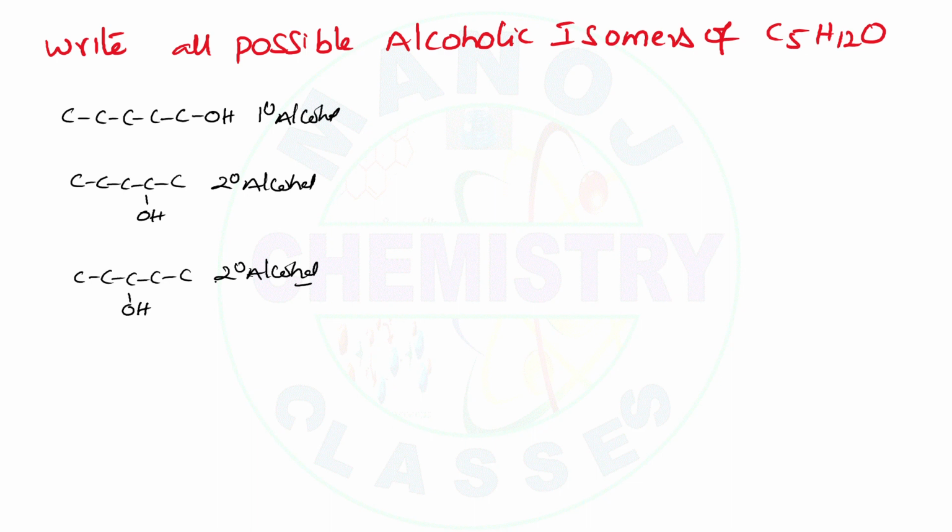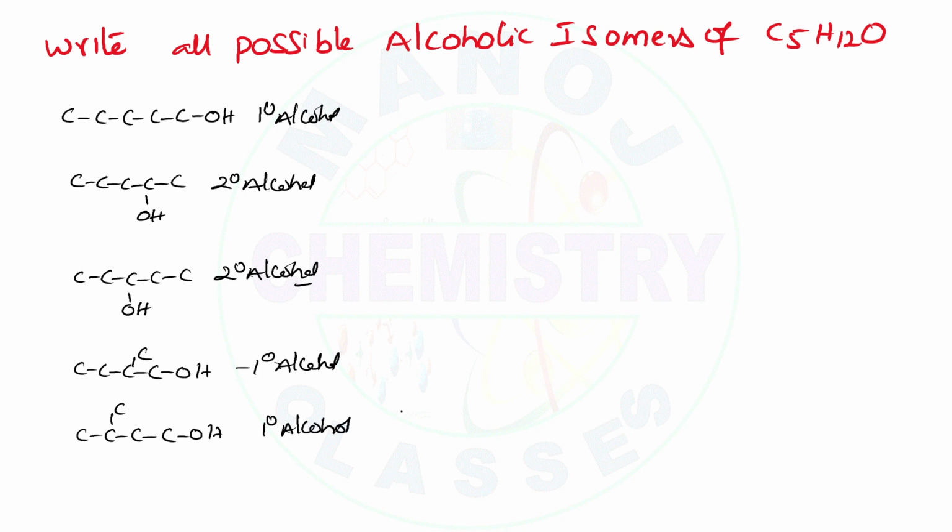Whereas I can write one more primary alcohol as a chain. 1 2 3 4. Yeah, I would like to mention this one is here. This one is also primary alcohol. I'd like to mention one more alcohol as 1 2 3 4 OH. Here I can write one more. So this is also primary alcohol. This one is also primary alcohol.